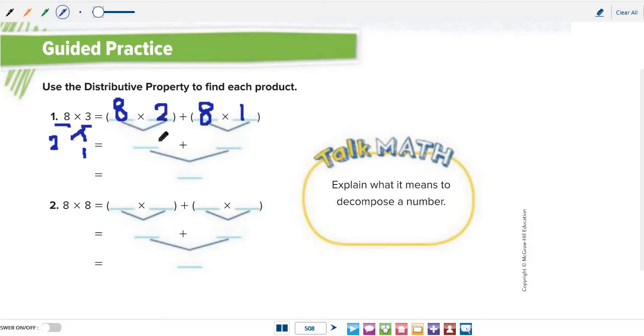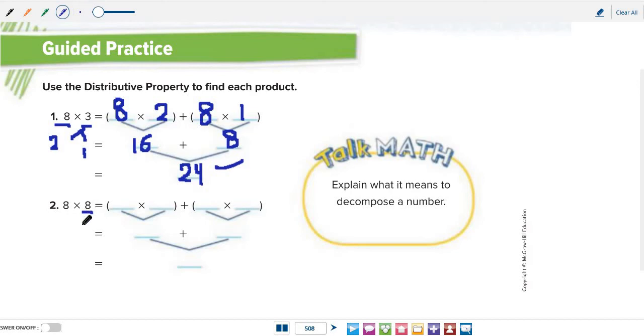Now 8 times 2 equals 16. It's so easy, right? 8 times 1 equals 8. Now we need to add 16 plus 8 equals 24. So 8 times 3 equals 24. Let's solve question number 2. 8 times 8. We can decompose any of these two factors.